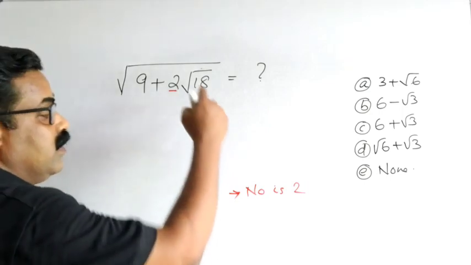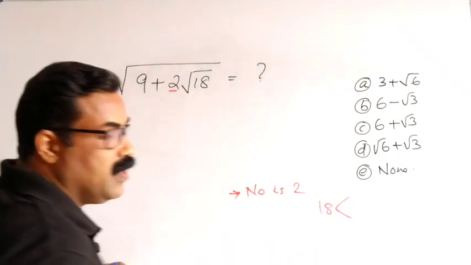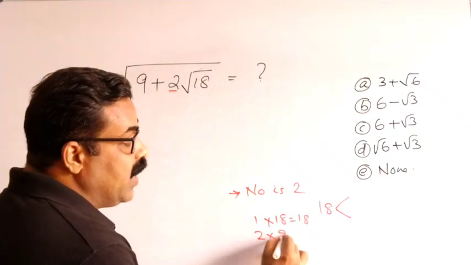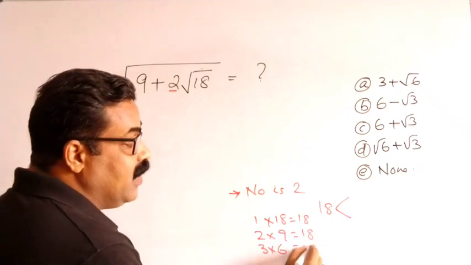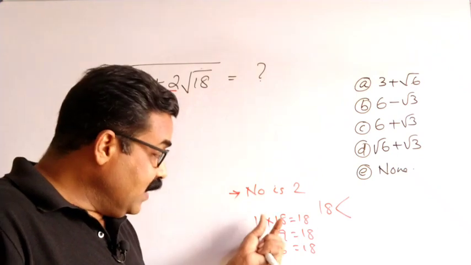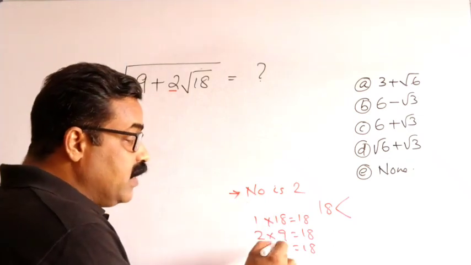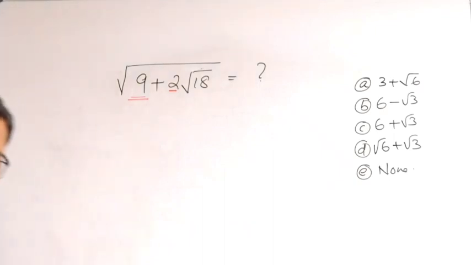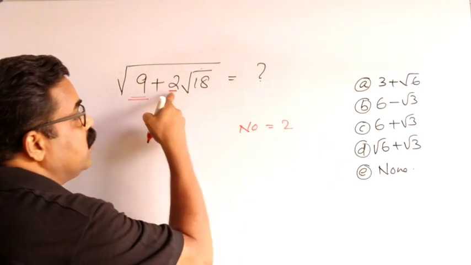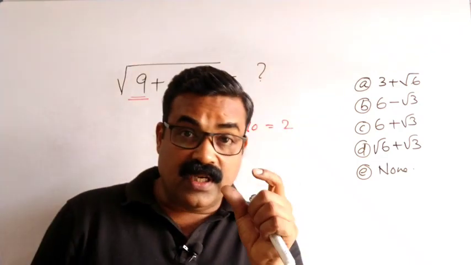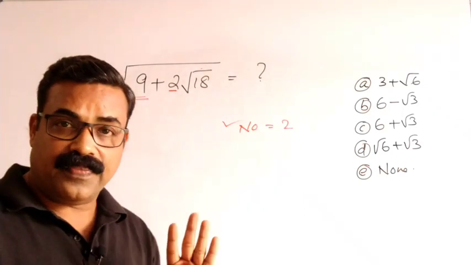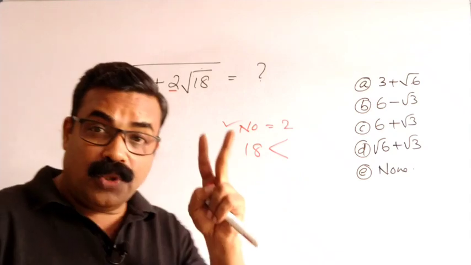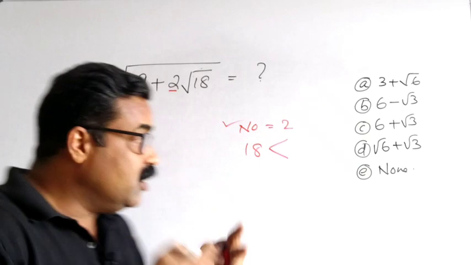After that, this number 18, we have to divide in 2 parts. What are the factors of 18? 1 18s are 18, 2 9s are 18, 3 6s are 18. These are all factors of 18. Select 2 factors in such a way that when you add them, you should get this number 9. Understand very clearly what I am telling you. First, make sure that this number is 2. This is the first step. Second, split this number 18 into two factors. The factors when you add, you should get this number 9.